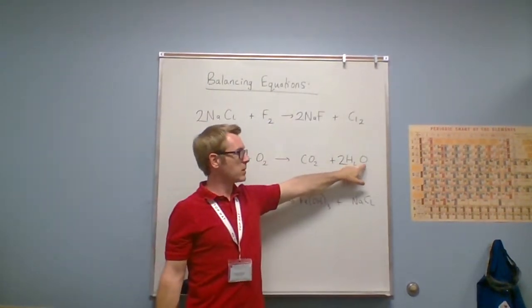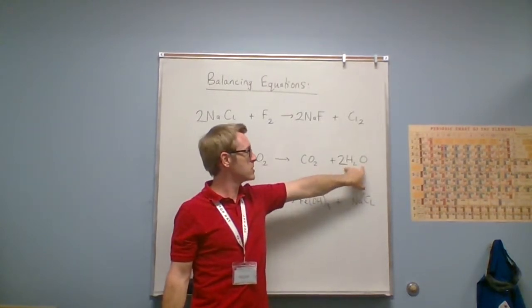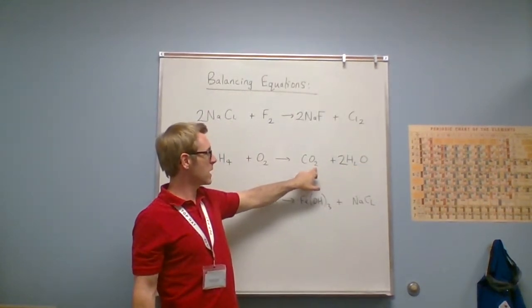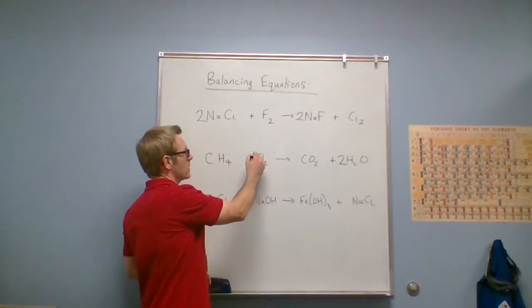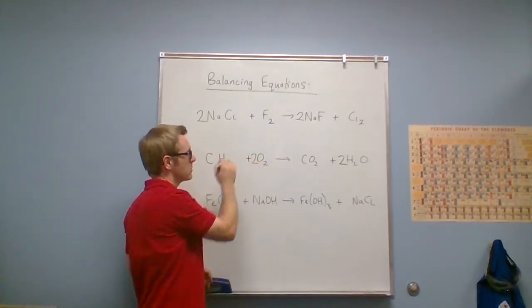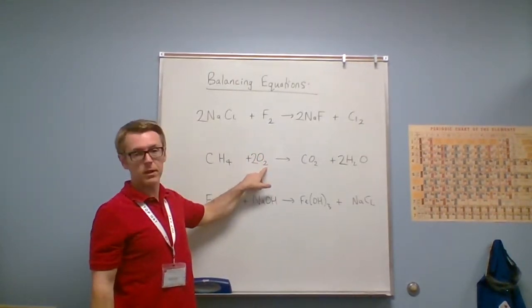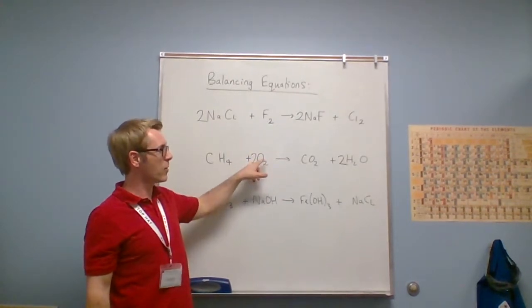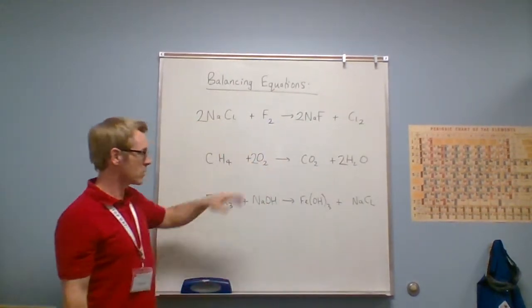But this 2 now multiplies the oxygen, so I have 2 oxygen here plus 2 here. I have 4 oxygen, so I would have to put a coefficient 2 here. This 2 multiplies this 2, and I now have 4 oxygen on both sides. So this equation is now balanced.